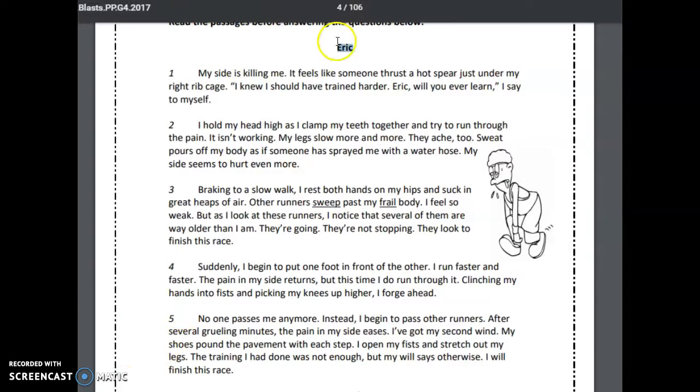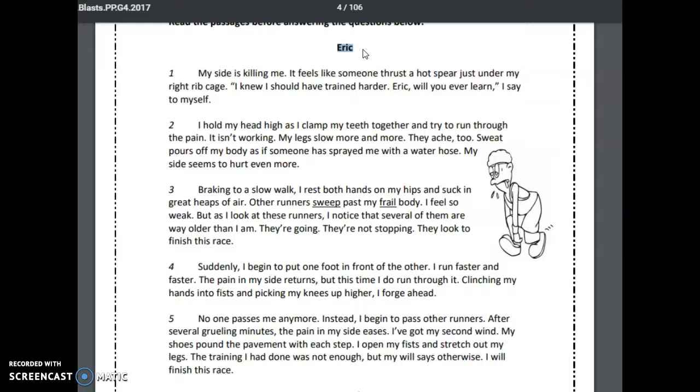So I have highlighted here, the title is Eric. So you're going to first write in your comprehension notebook, what do you think this passage is going to be about? You're going to make a prediction. So you can pause the video here, write down your prediction. I predict this will be about a boy named Eric who's trying to become a good friend.